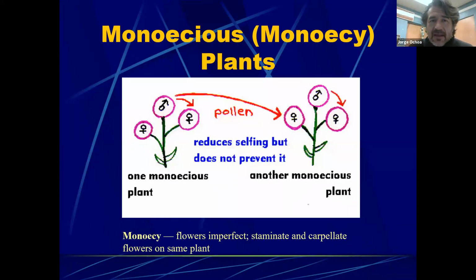And then we also have the example of plants that are monoecious, and that means that they are going to have either male or female flowers on the same plant.